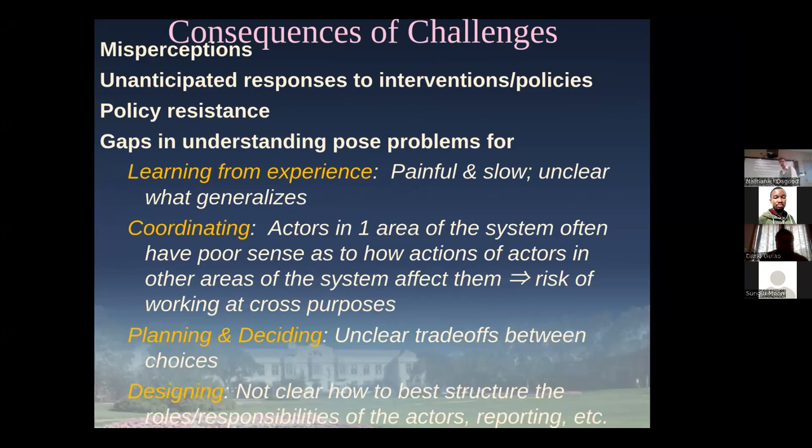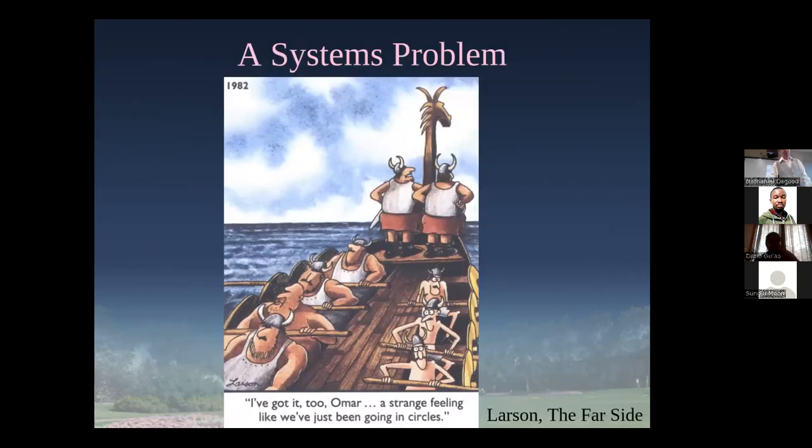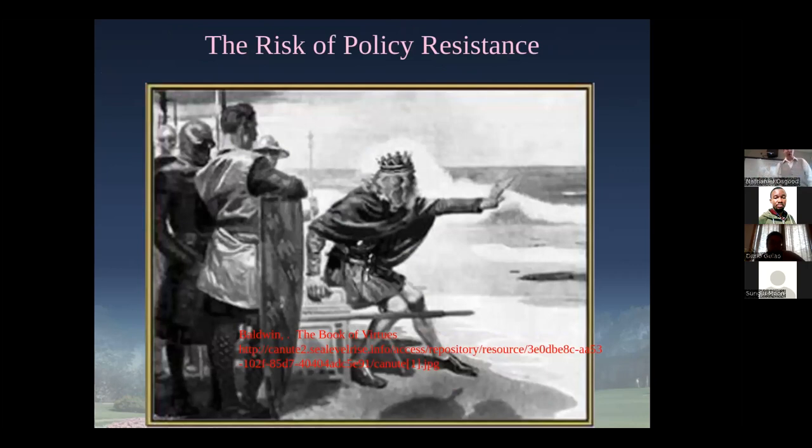The consequences of these challenges are writ large. We have misperceptions, we have unanticipated responses to our intervention and policy resistance, cases where our policy response is diluted or defeated or actually worsens the situation. We have problems learning from experience, coordinating, planning a system, designing an effective and equitable system. And we end up going around in circles as a health system and more broadly in our services, often investing effort into things that are working against the nature of things, like King Canute trying to order back the tide.